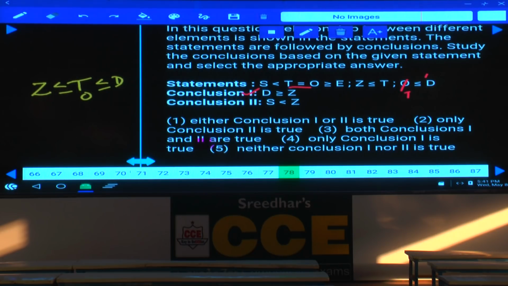Then coming to the second, S and Z. Now between S and Z there is one lesser than, S lesser than T, and T greater than, two opposite symbols, that does not follow. Hence only conclusion 1, that is choice 4.